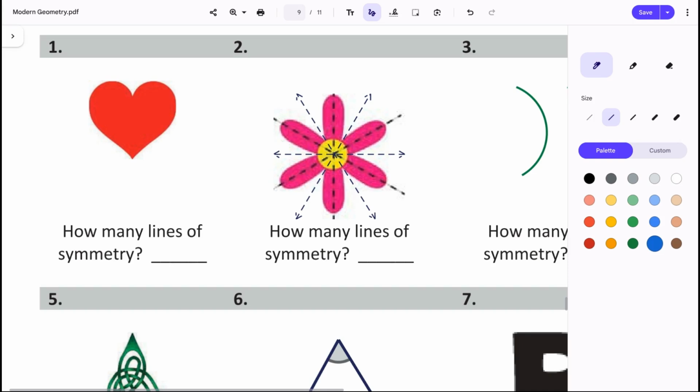Okay, so if we look at this heart, does anyone see lines of symmetry that would work? Keegan? Straight up and down. You mean like this? Yeah. Does everyone agree with that? Yeah. Are there more lines of symmetry in this picture? Why not? Yeah, the top and the bottom don't match.